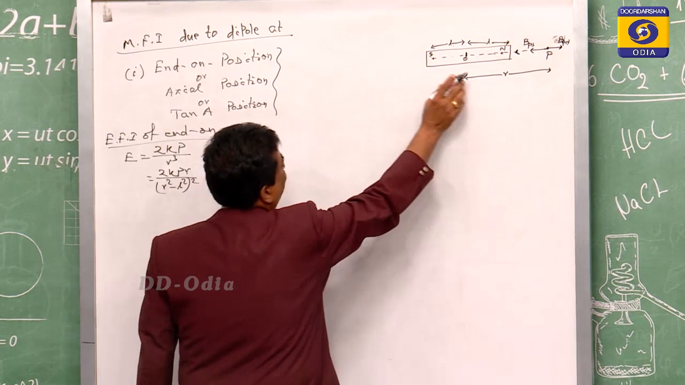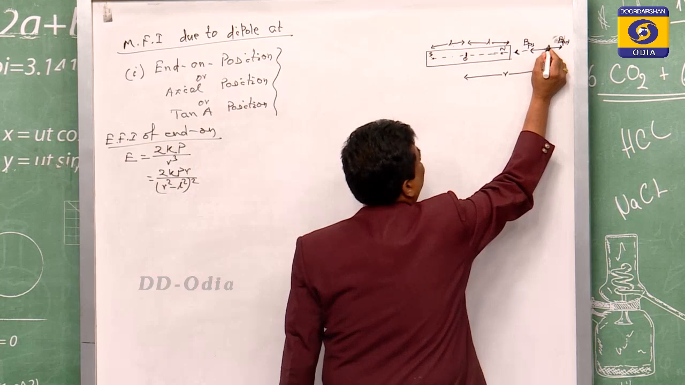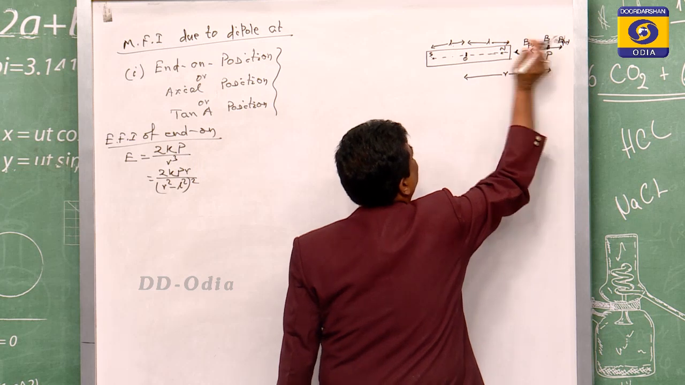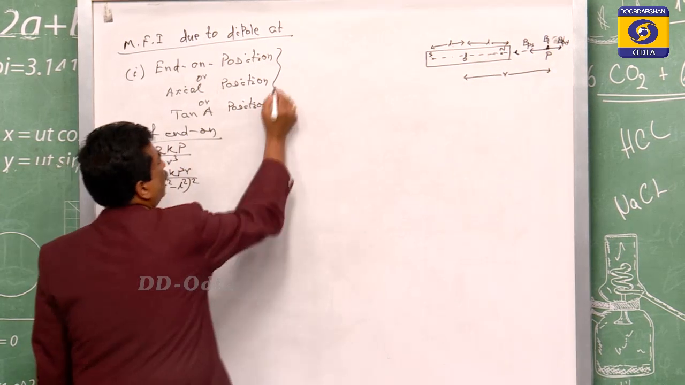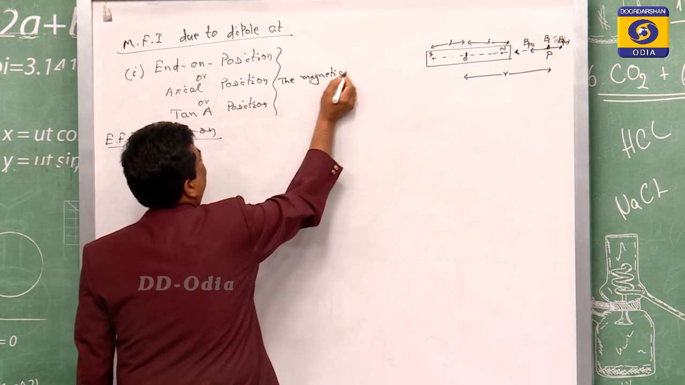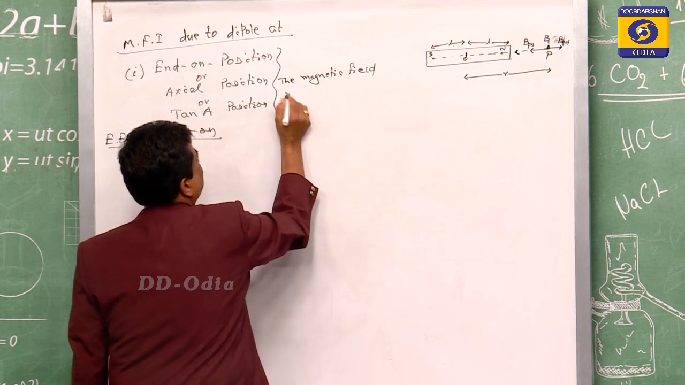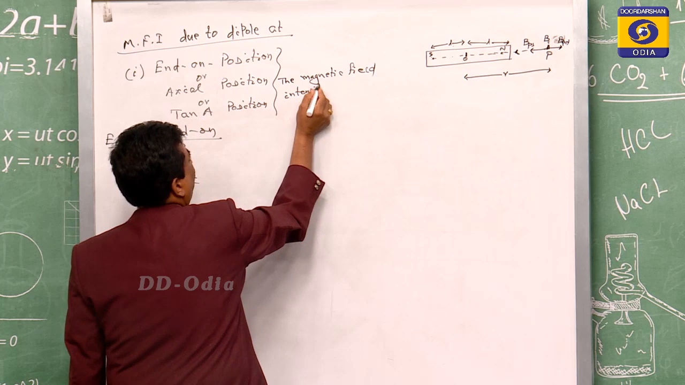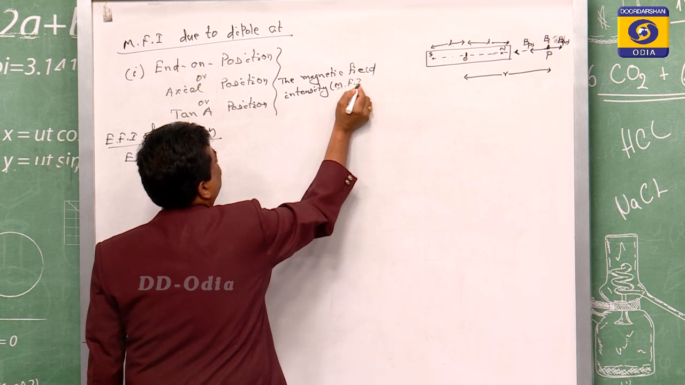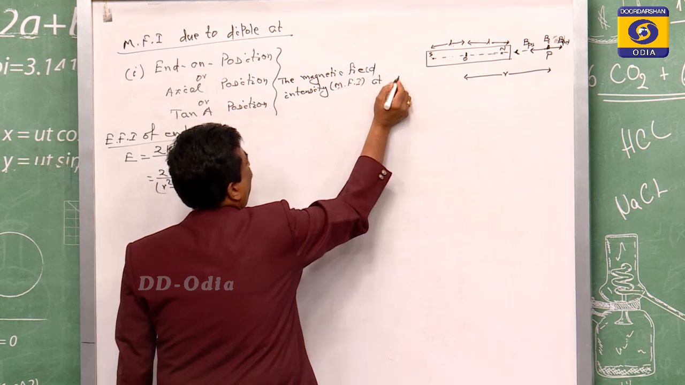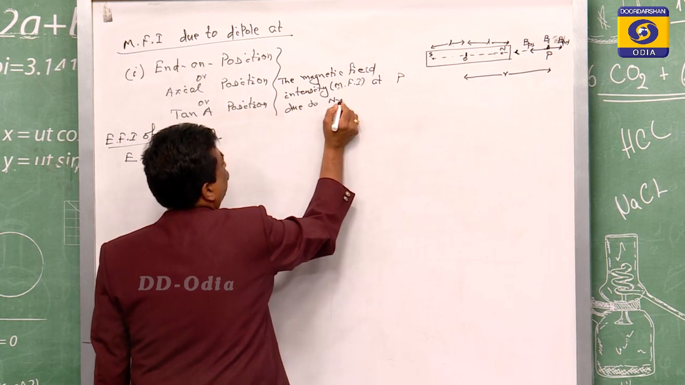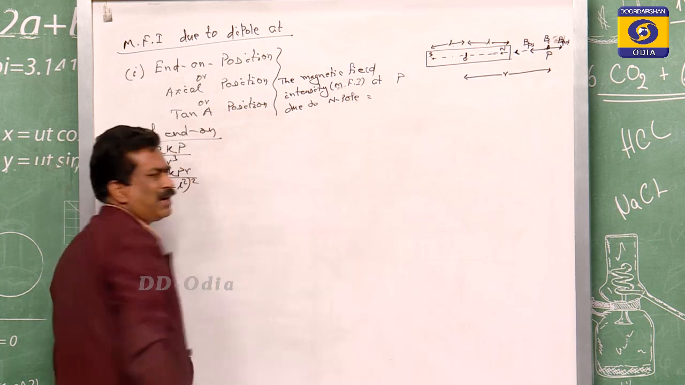So, to find the magnetic field intensity at the point P, let that be only B, the magnetic field intensity, which I will further write as MFI, at P due to the north pole, N pole, will be how much?